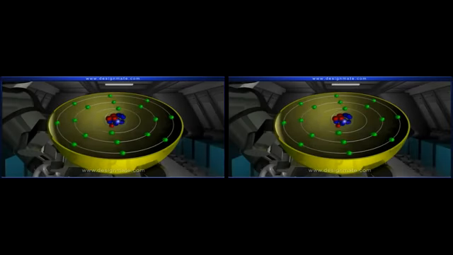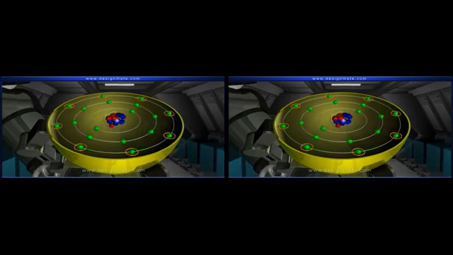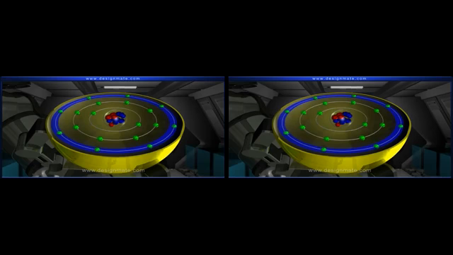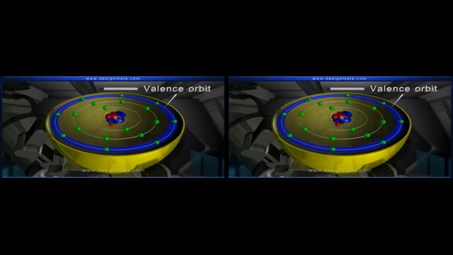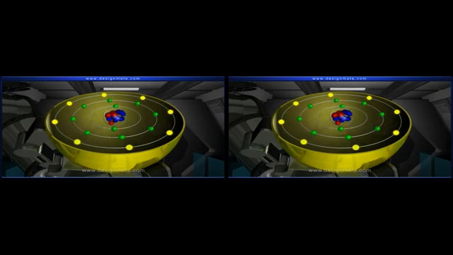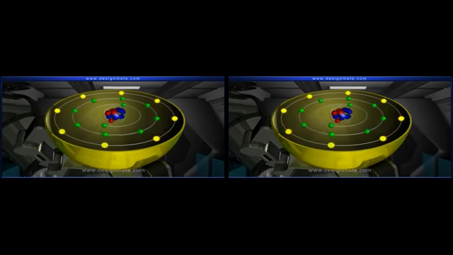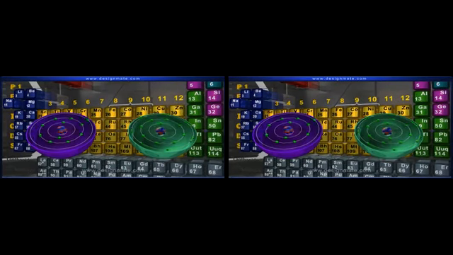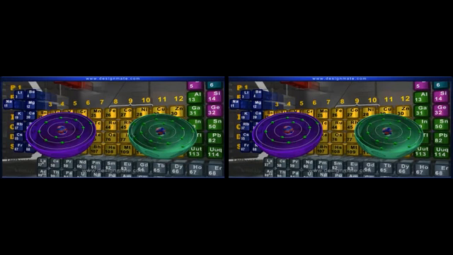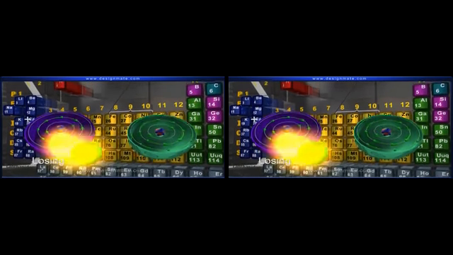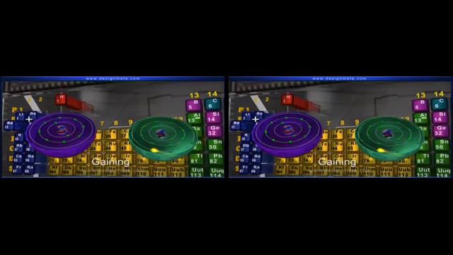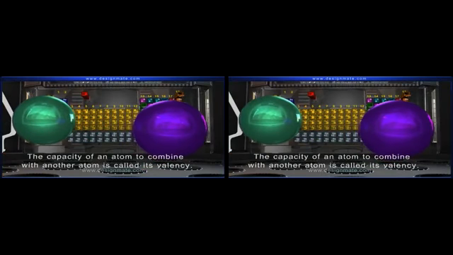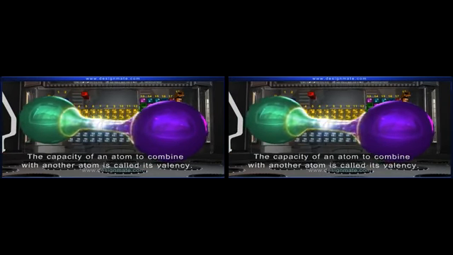Summary. We have studied that the number of electrons present in the outermost orbit are known as valence electrons. And the outermost orbit is called valence orbit. The maximum number of electrons that can be accommodated in the outermost orbit are 8. Elements with incompletely filled valence orbits have the tendency to complete their octet configuration by losing, gaining, or sharing their electrons. This capacity of an atom to combine with another atom is called its valency.